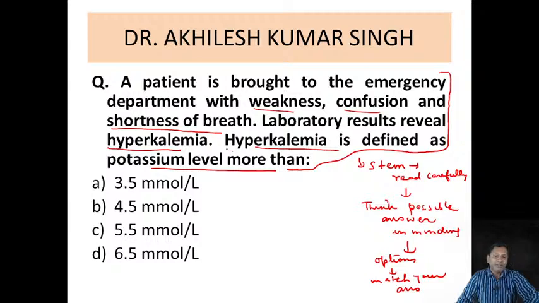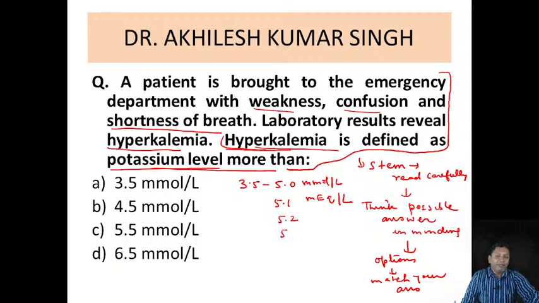So what has been asked in this question? Hyperkalemia is defined as potassium level more than, so we have to focus on this one. You know very well that the normal potassium level is from 3.5 to 5.0 millimole per liter, or you can also say milliequivalent per liter. In some people it may normally be 5.1, 5.2, or even 5.3. We define hyperkalemia when the potassium level is more than 5.5 millimole per liter, or milliequivalent per liter.